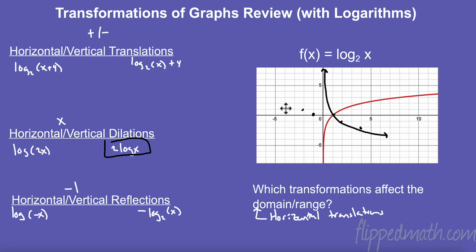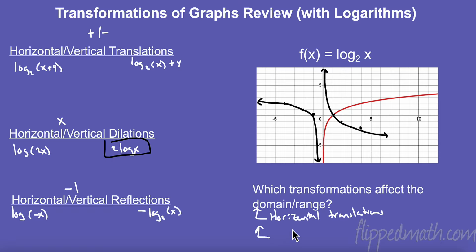Then over 2, up 1. So now it's coming in this way. And my asymptote is the same, but my domain is different, isn't it? My domain, it really actually does affect it. So which transformations affect it?